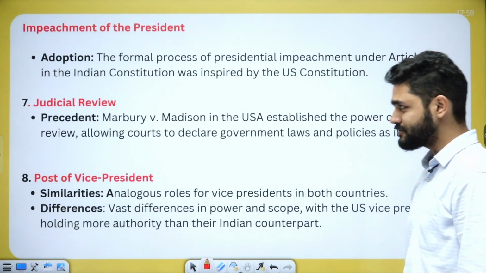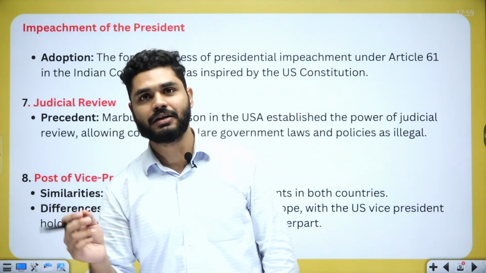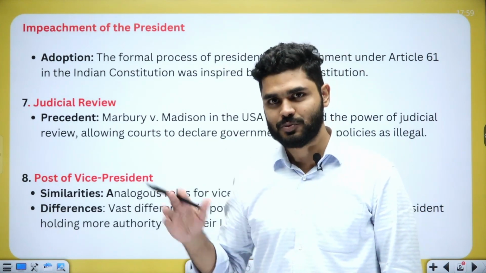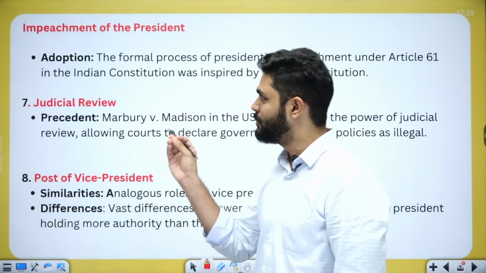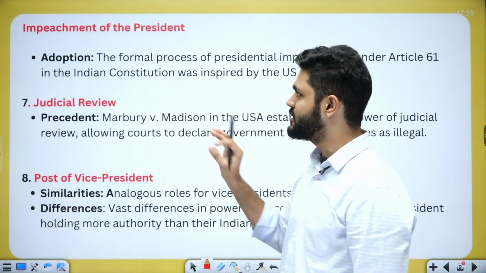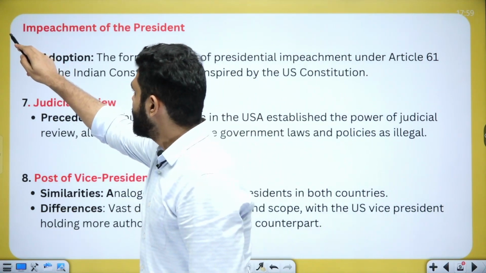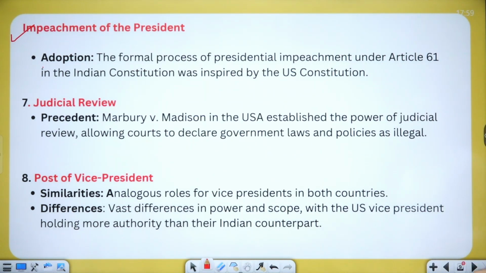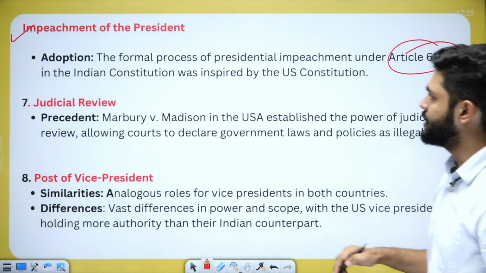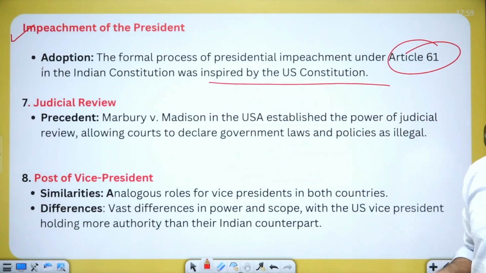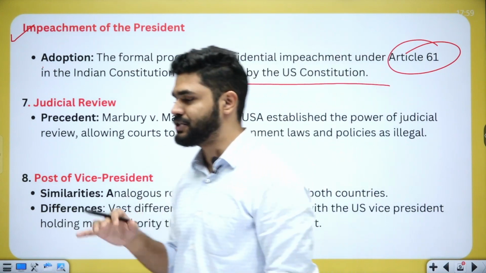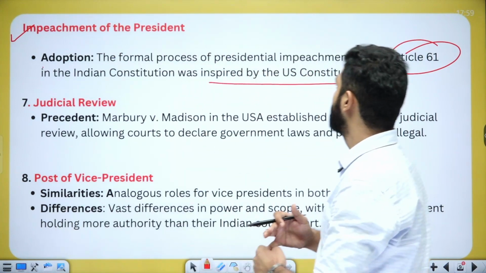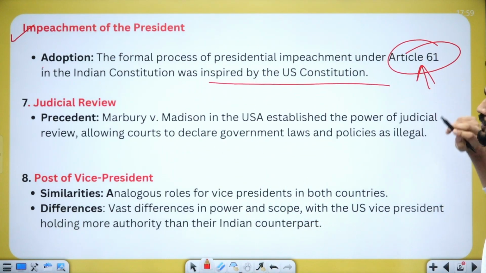We'll move forward. As I said, the borrowing from the American Constitution and the United Kingdom Constitution is quite large in numbers, so we are taking a bit more time on these particular countries. Another thing is the impeachment of the president. The formal process of presidential impeachment under Article 61 in the Indian Constitution was inspired by the US Constitution. So this idea of impeaching the president has also been taken from the United States of America, and in India it has been written into Article 61.